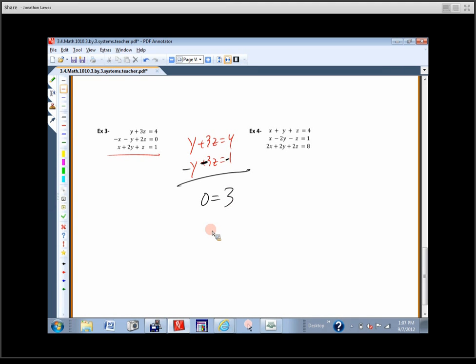Now if you see something like that that says 0 equals 3 or 7 equals negative 2, is there any way that's going to be true? It's not going to be true. So if that's never going to be true, then the answer is no solution. Okay? So what does that mean about the planes?